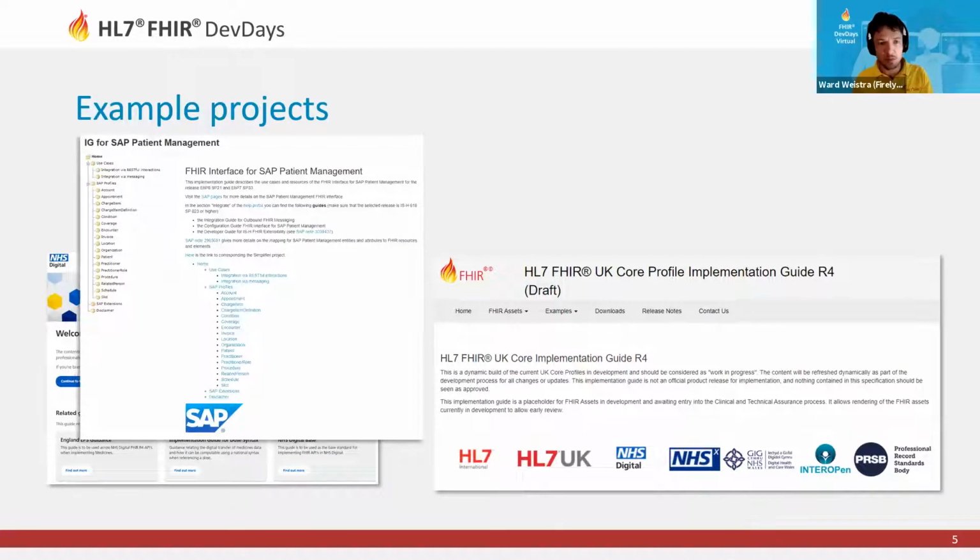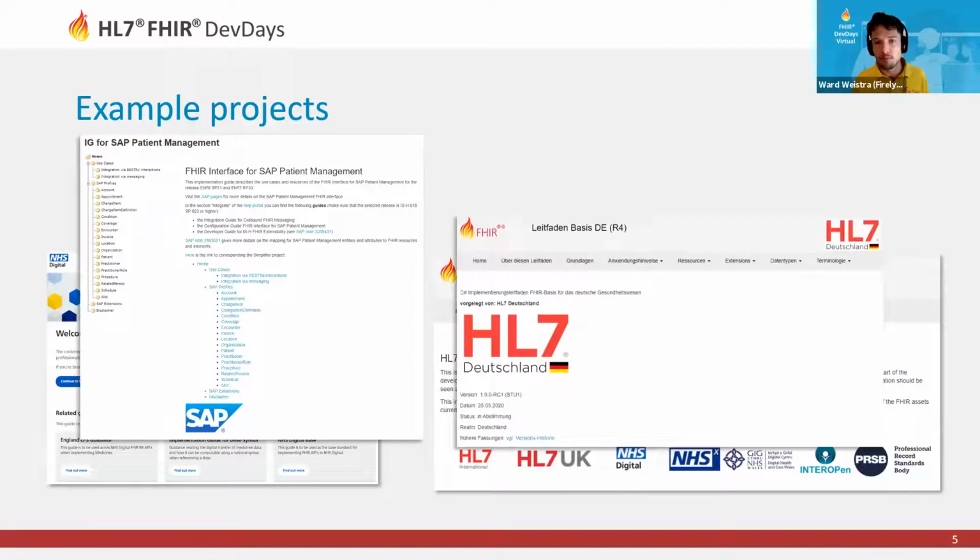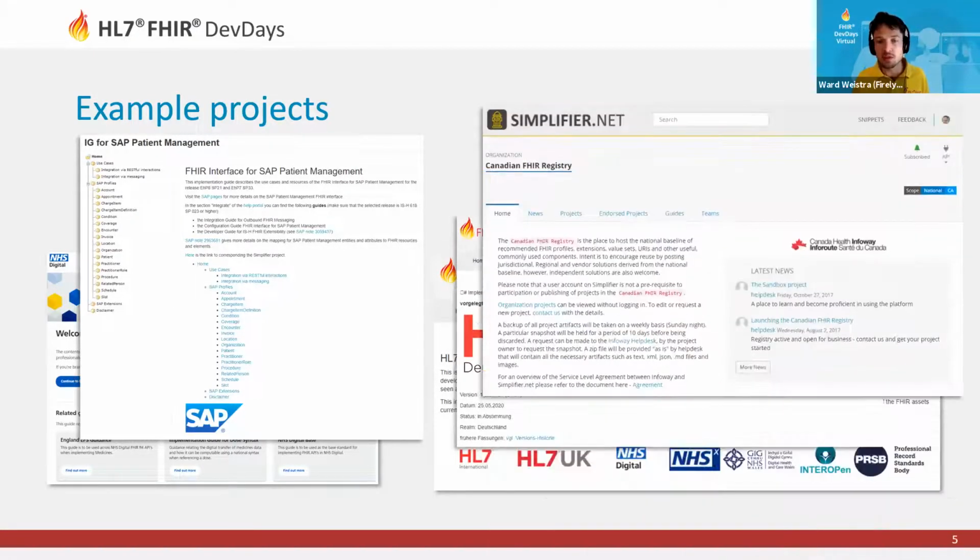Other projects, SAP is, for example, building their FHIR IG for patient management. There's a German core project here. Canada has a really nice FHIR registry including Canada core, Japan, etc. So these are projects you can find on Simplifier. If you lack inspiration or want to know how it's done, you can find their resources and maybe copy from that and learn from that.